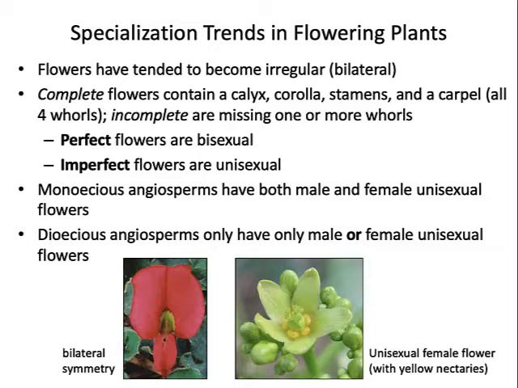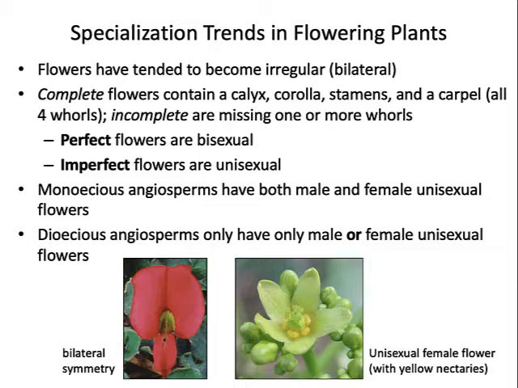Now remember, the term complete refers to the fact that a flower possesses all four whorls: calyx, corolla, stamens, and carpel. An incomplete flower is missing one or more of these whorls. We can further break down flowers into the groups perfect versus imperfect. Perfect flowers are bisexual, meaning they have both male and female reproductive parts. But imperfect flowers are unisexual, meaning they only have male or female parts in each single flower.